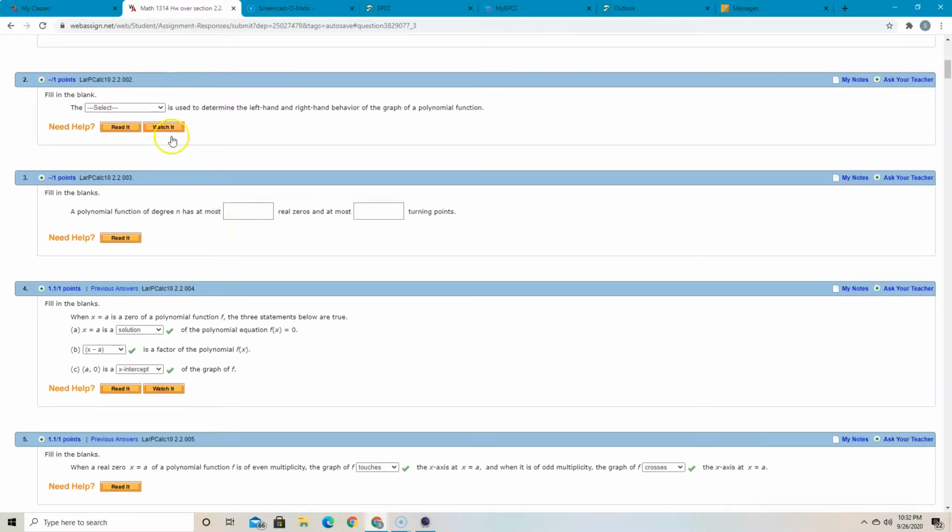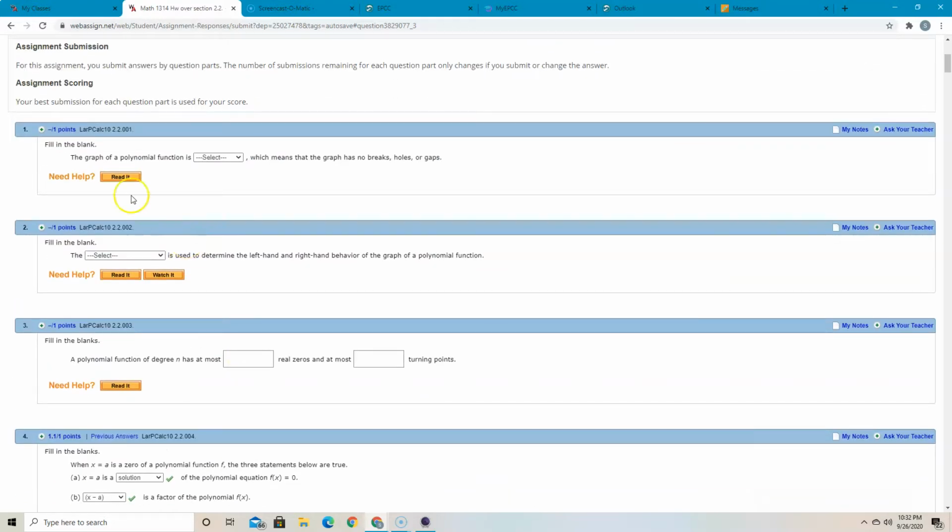And now let you all answer number 2 and 3. Number 1, the graph of a polynomial function. I didn't mention this exact word, continuous, but I did mention to you that it cannot have any breaks or holes or gaps. You can have smooth turning points, but no breaks or holes in the graph. And that's called continuous.